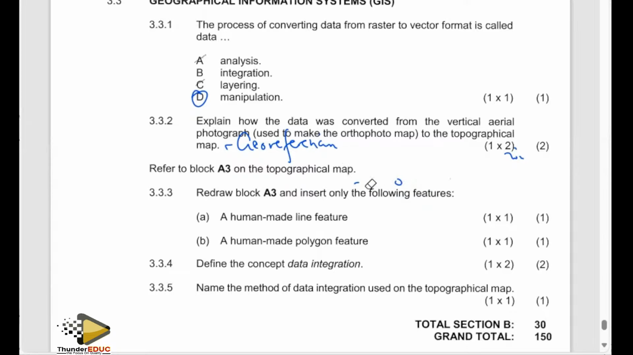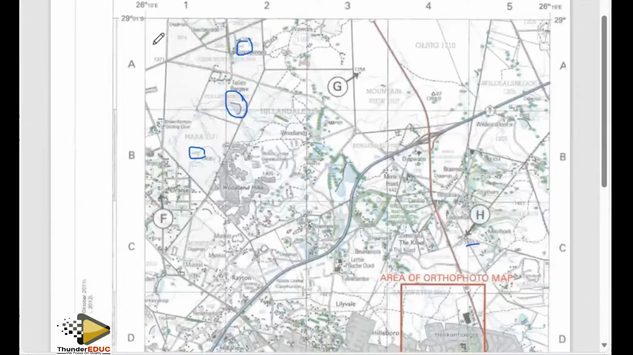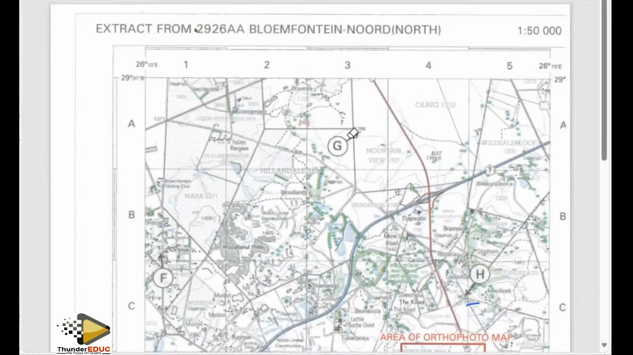Redraw block A3 and insert only the following features. Right, this one we're going to go to the topographical map. We want to redraw block A3 and check those features. Block A3, let me erase those markings. Right, our block A3 is this one here. Let me try to trace it so that we can focus on that particular block only. It comes from there, it comes from here, it ends here, and it ends there. That is our block A3.